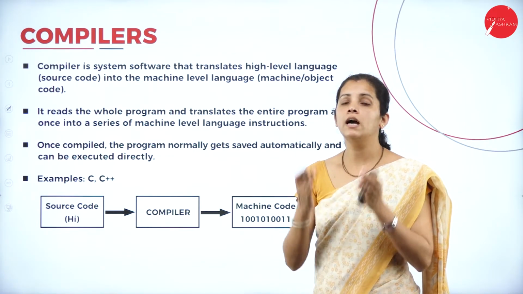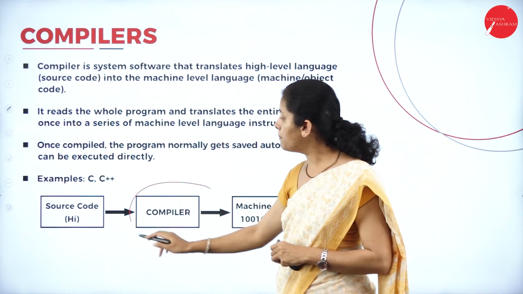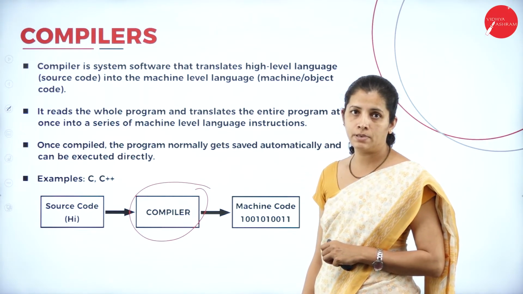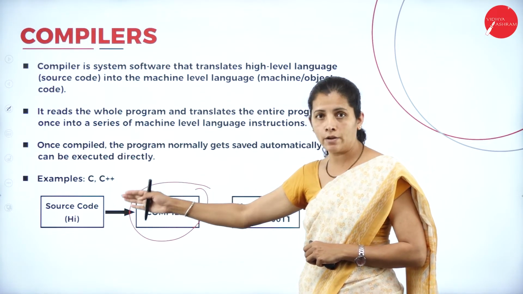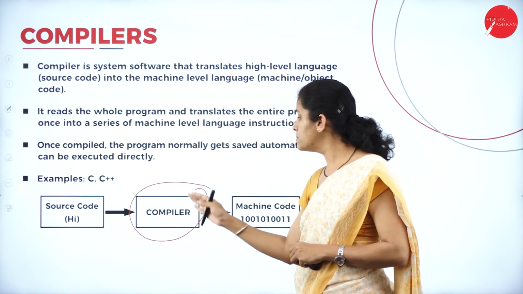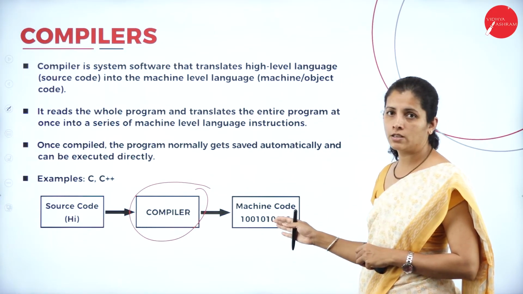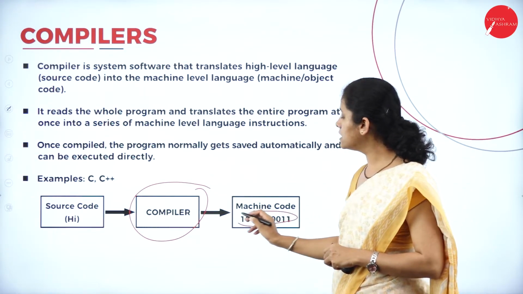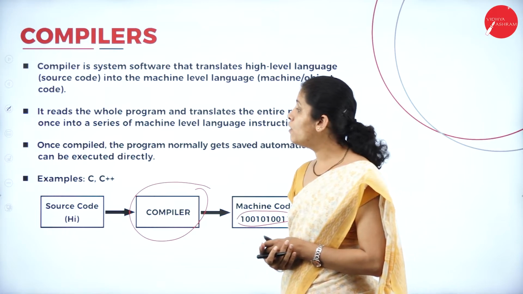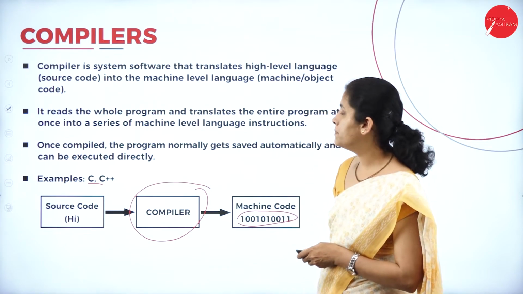That is to convert high-level language to machine-level language. Now, what is the input to the compiler? Programs written using C or C++ or any high-level languages are the input to the compiler. The compiler is responsible for converting high-level language to machine-level language. So, what is this machine-level language? That is nothing but machine code, that is nothing but zeros and ones. And examples of high-level programming languages are C and C++.